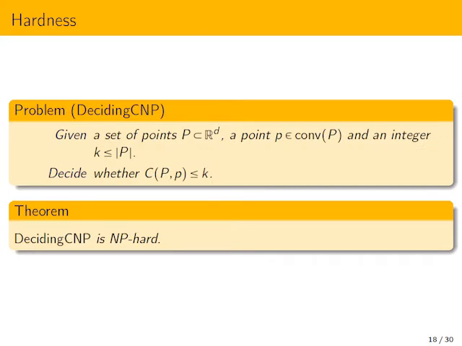Next, we talk about hardness results. The decision version of computing CCNP can be formulated as follows.